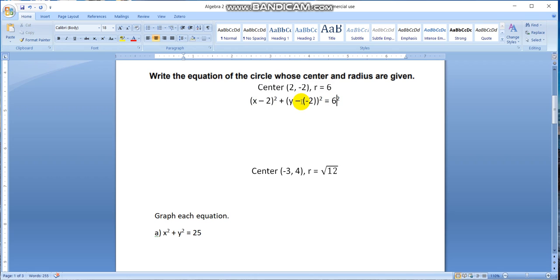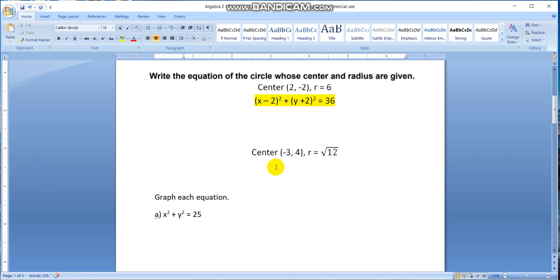So all you're doing is you're looking at this equation. Look for anything that has 2 negatives. 2 negatives become positive. So we can change that. 6 squared. 6 times 6 is 36. That's your answer. Now this one, this will be the last one.